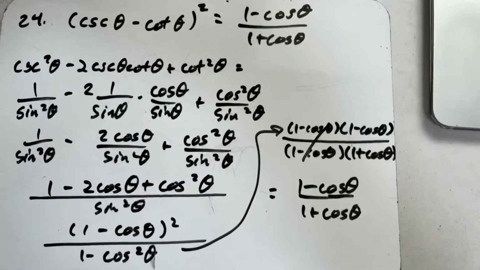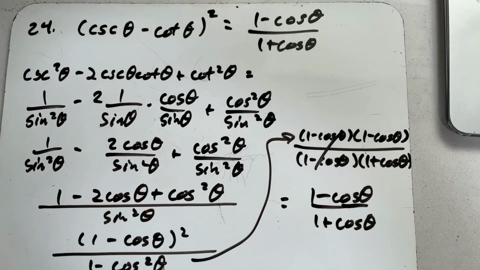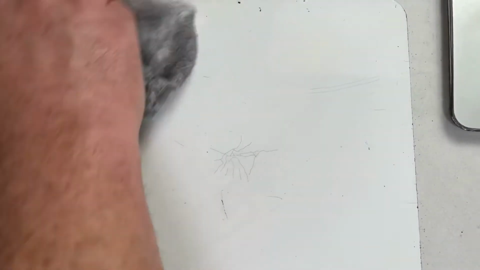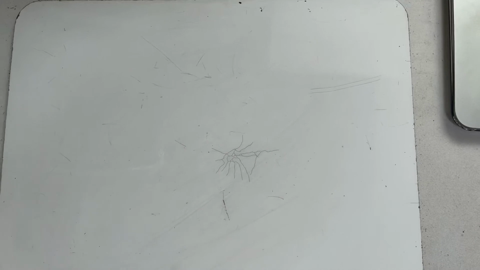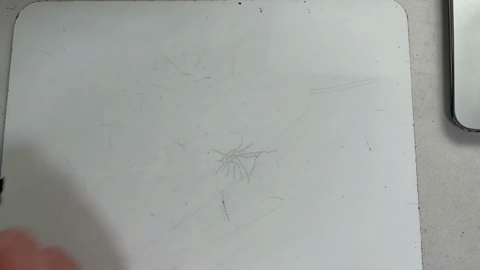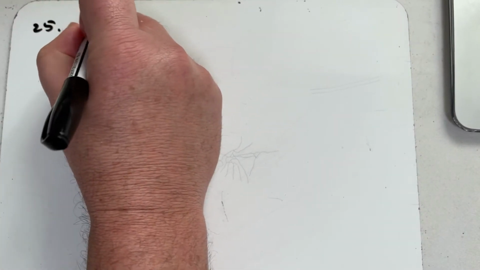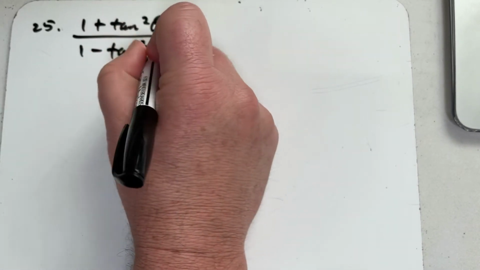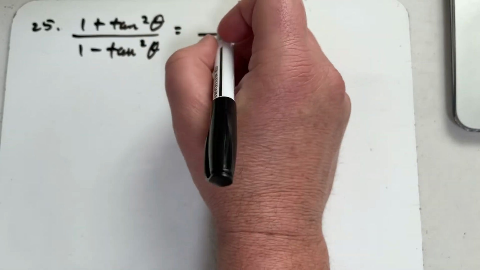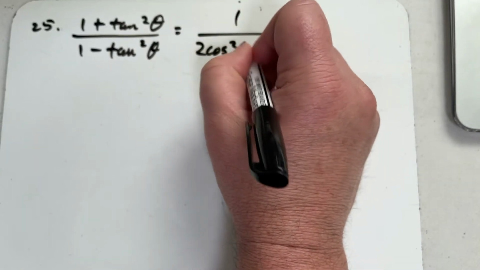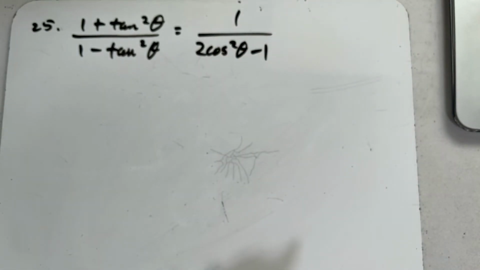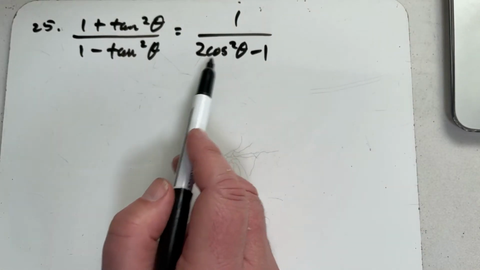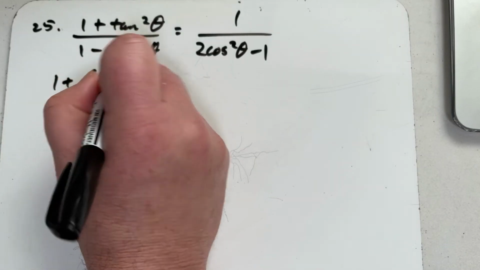If I could bring this up just a little bit. There we go. All right, on to number 25. Plus tangent squared, 1 minus tangent squared. Have cosines over here, don't have any cosines over here yet, and only cosines over here, so these tangents need to be changed. So let's change those into sine over cosine.